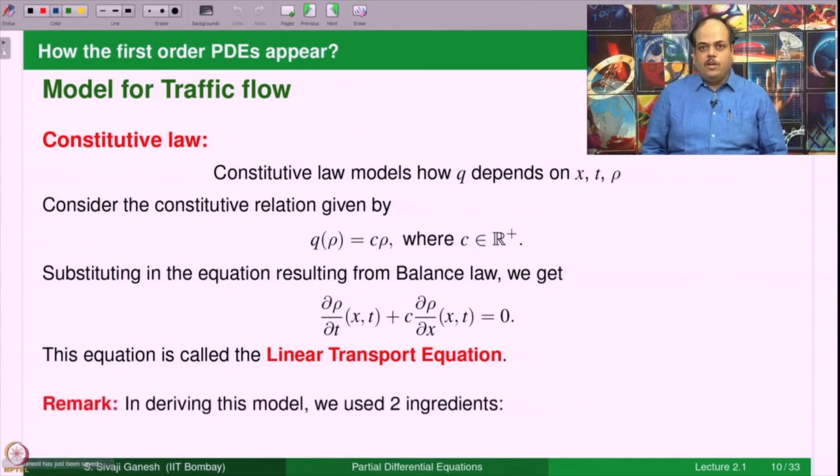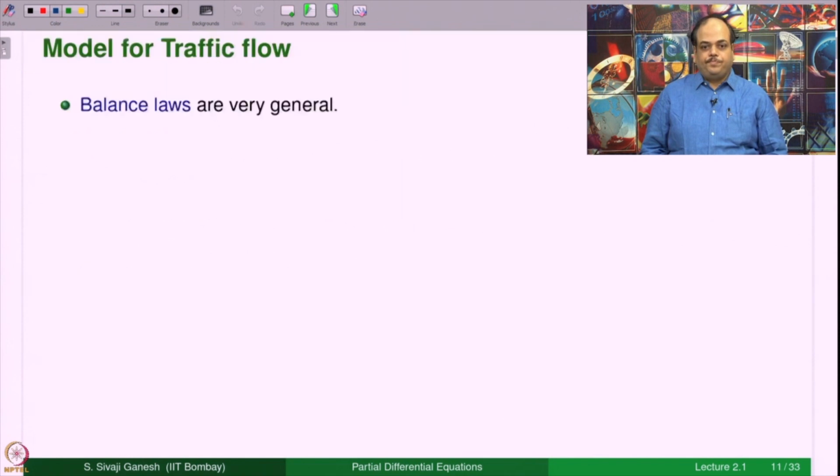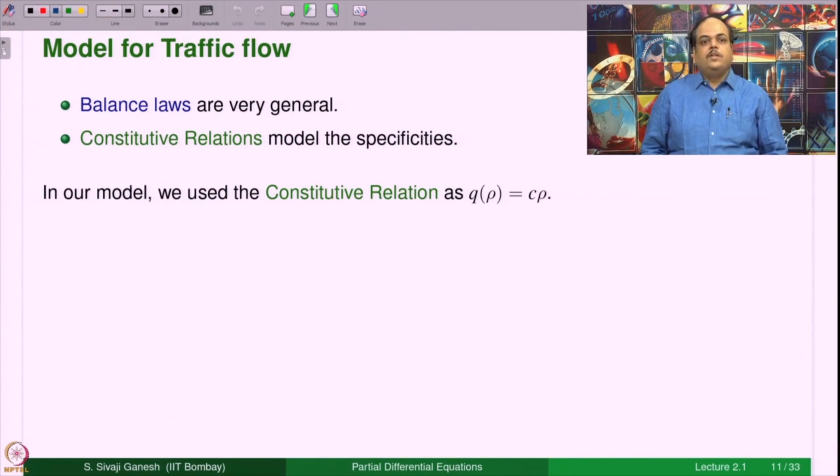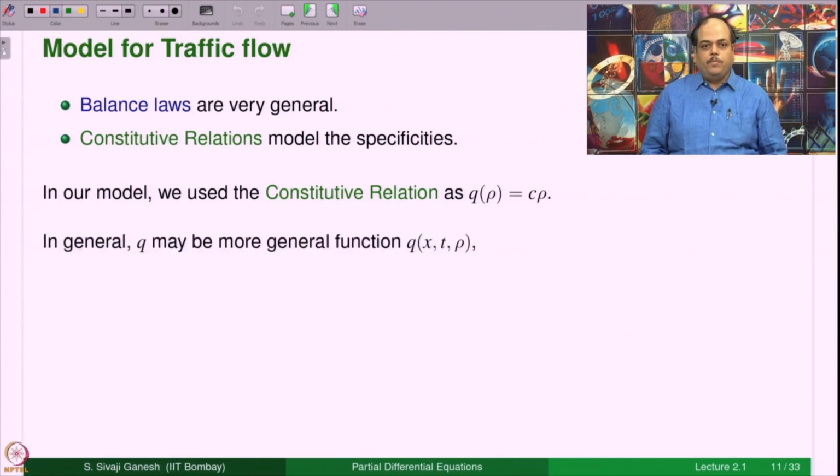So, in deriving this model, recall that there were two main ingredients. The first one was the balance law and the second one is a constitutive law or constitutive relation. Balance laws are very general, constitutive relations model the specificness of the situation, in this case of the highway. So, in our model we used the constitutive relation q(rho) equals c rho. In general, q may be a more general function of x, t and rho.